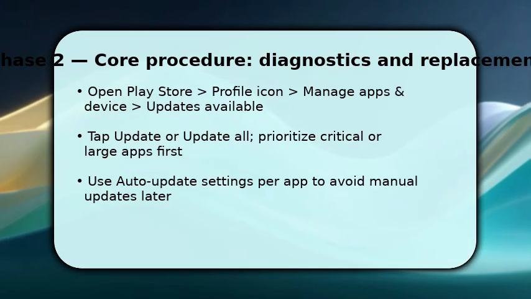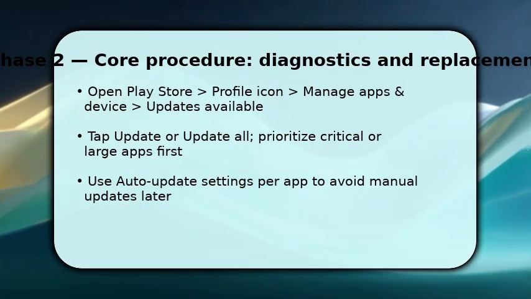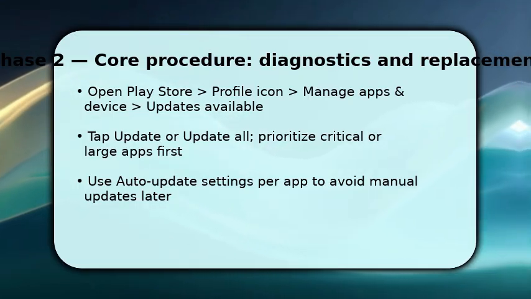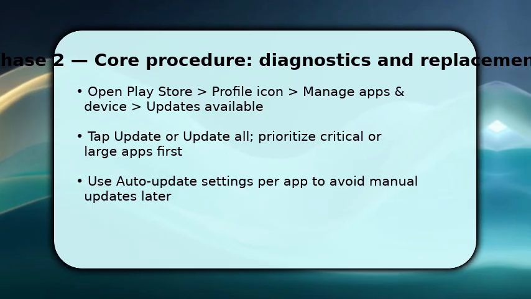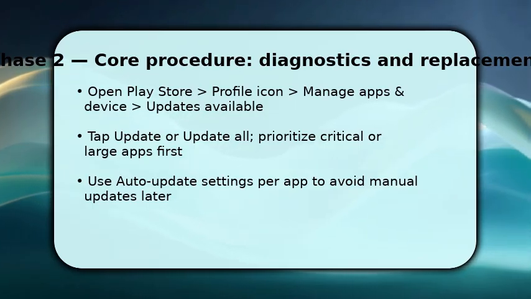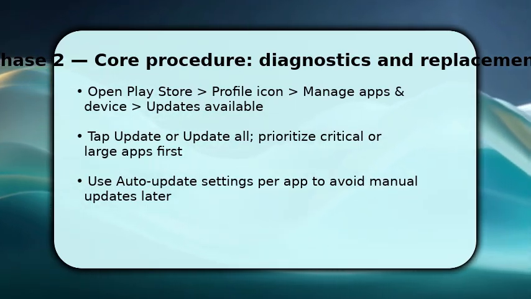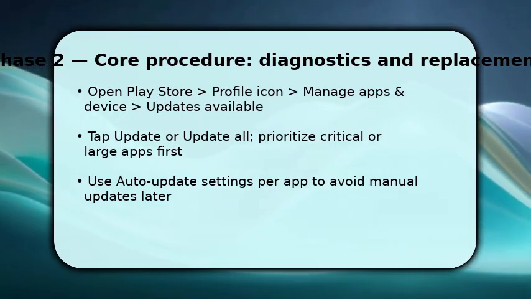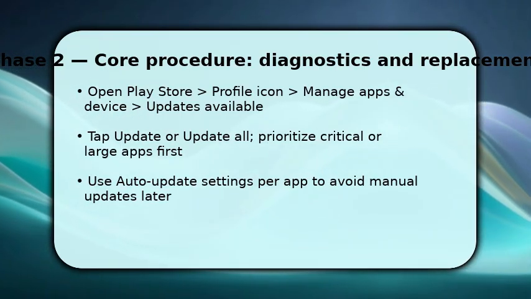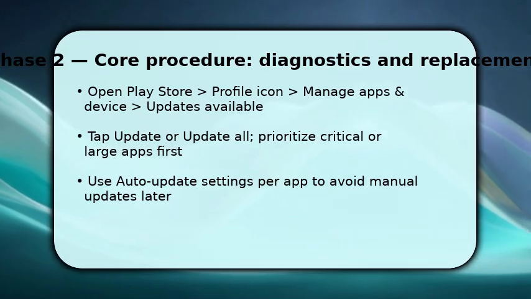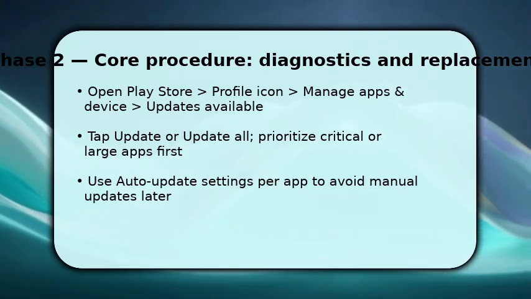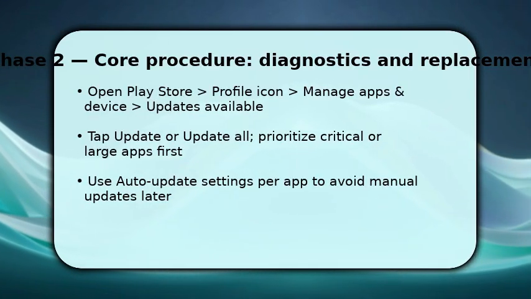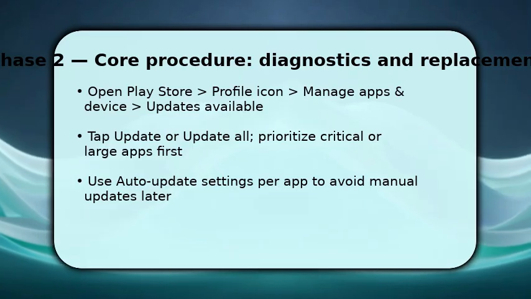You now locate the apps to update and control the process. Tap your profile icon, choose Manage Apps and Device, then view updates available. This list shows what needs attention. Tap Update for individual apps or Update all when you trust the connection. If an app is large or critical, update it first to minimize downtime. Make sure to review auto update settings per app so future patches install automatically. This saves time and keeps security current without manual intervention.